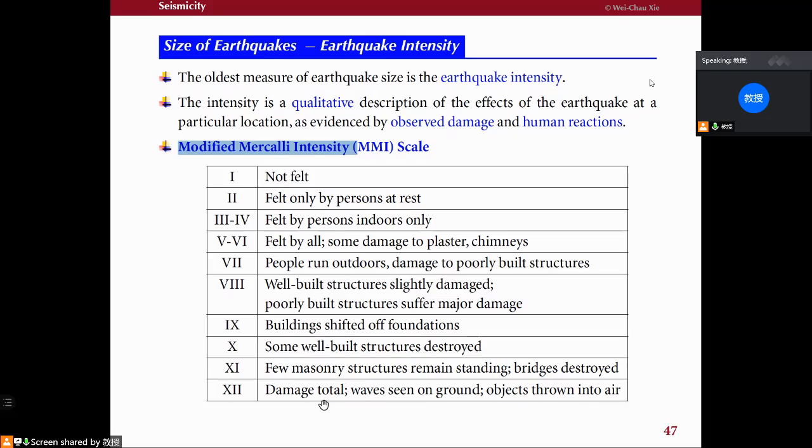So level 1, not felt, nothing. And then when you increase to level 12, total damage, waves seen on the ground, objects thrown into the air. So with increasing level, you have different human awareness and damage to the buildings.